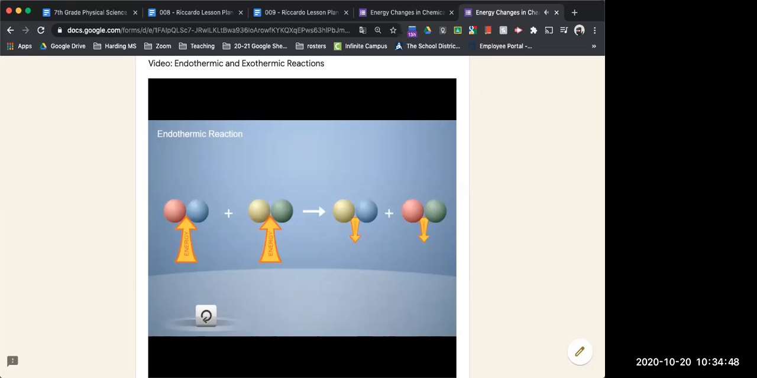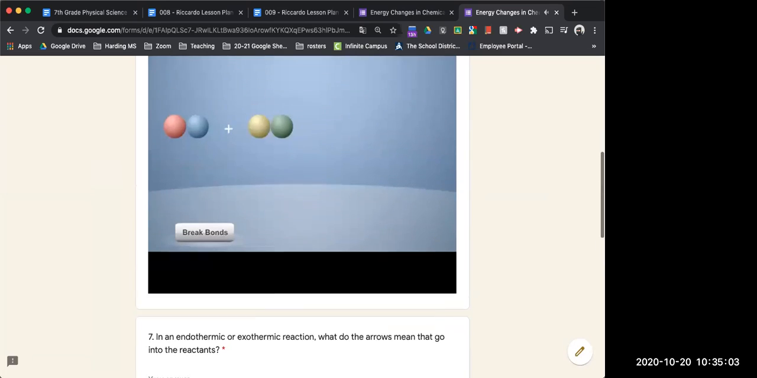More energy is going into the reaction than is being released, and this energy is coming from the molecules in the surroundings, so the surroundings cool off and the temperature decreases. Endothermic reactions have decreasing temperatures. Now let's look at an exothermic reaction.